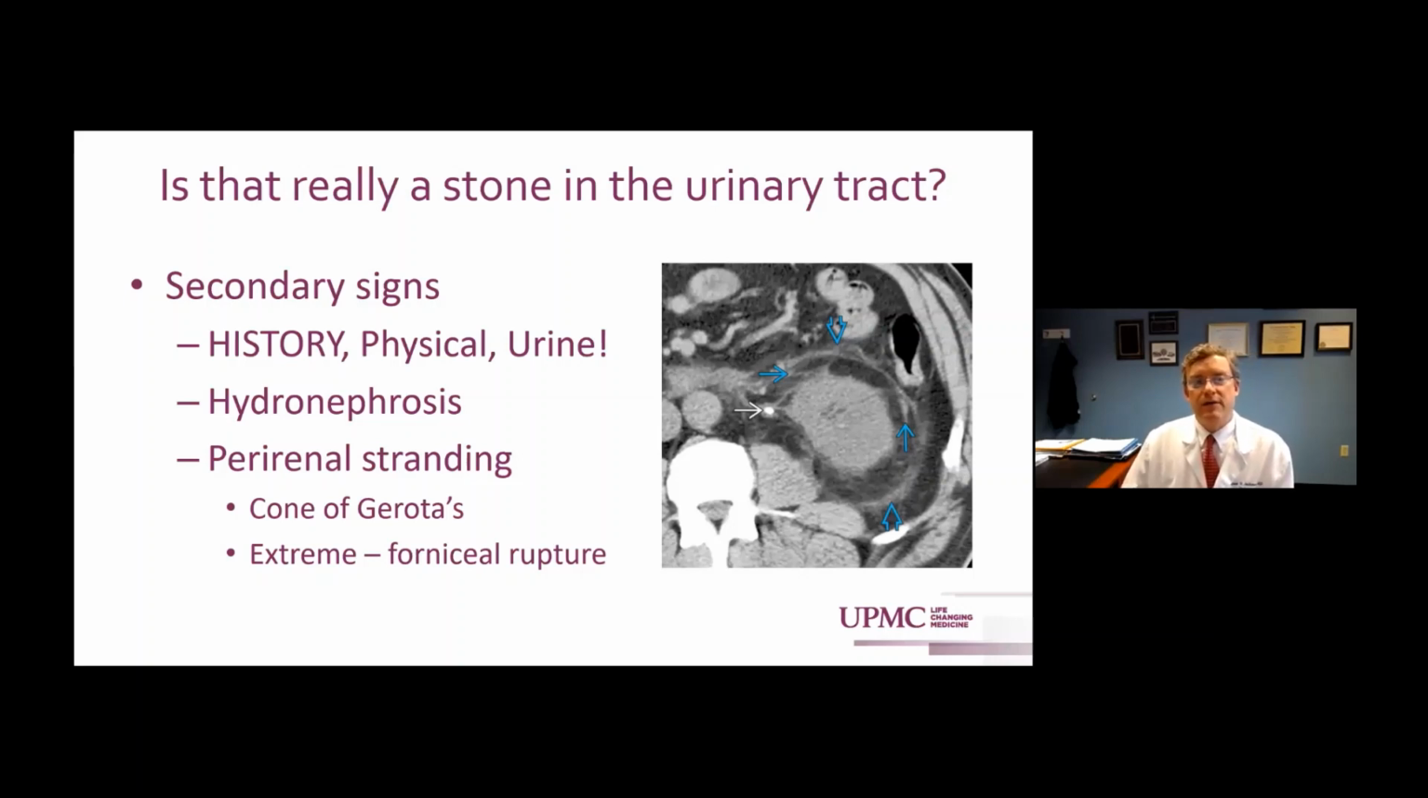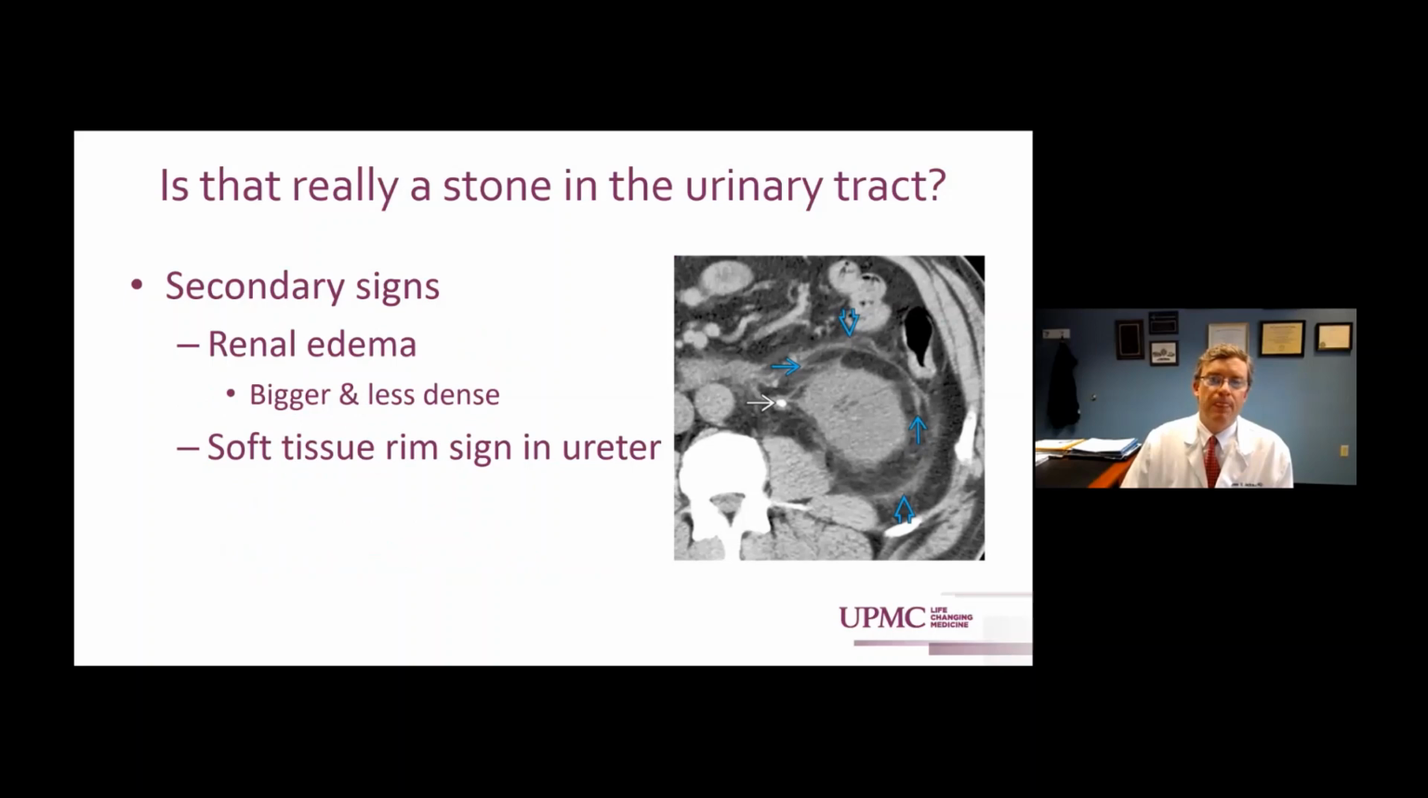We already talked about hydronephrosis briefly. You can see perirenal stranding. This is a nice example of that. It can go all the way down the cone of Gerota, as you can see on a CT scan or even an IVP. Forniceal rupture would be the extreme variant of that. Renal edema, where the kidney's swollen, tends to be bigger and less dense than the contralateral kidney, certainly well seen on a contrast scan, but definitely still well seen on a non-con scan. And then the soft tissue rim sign around the ureter.